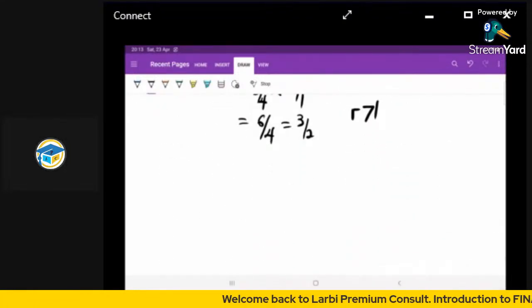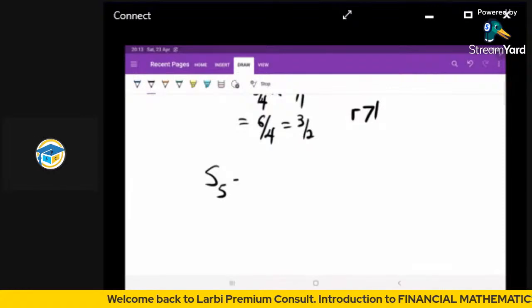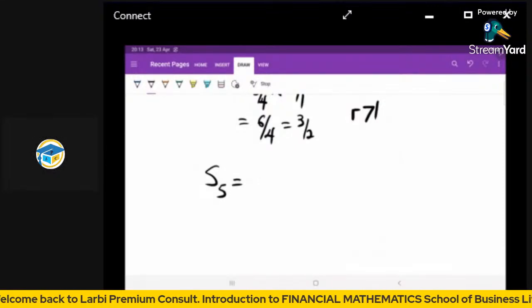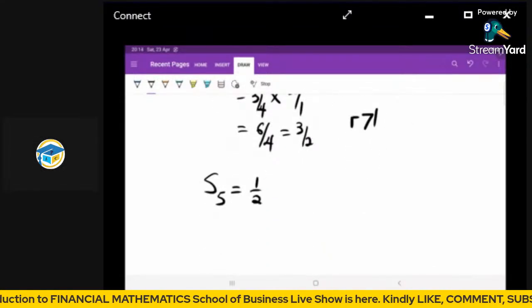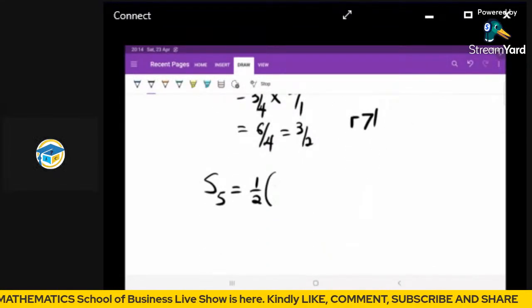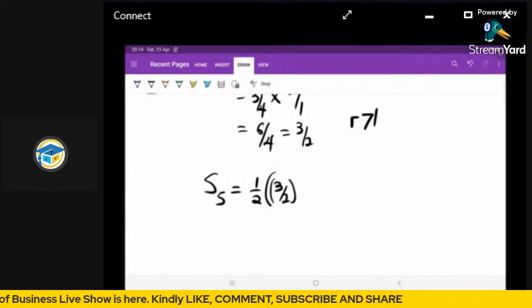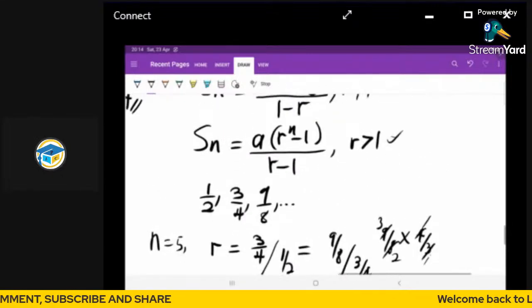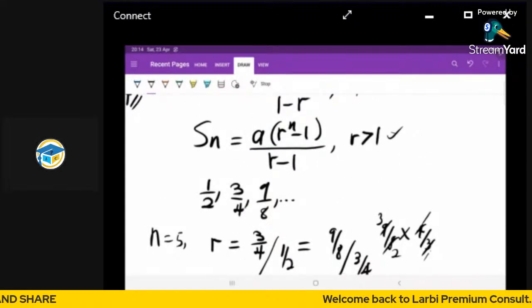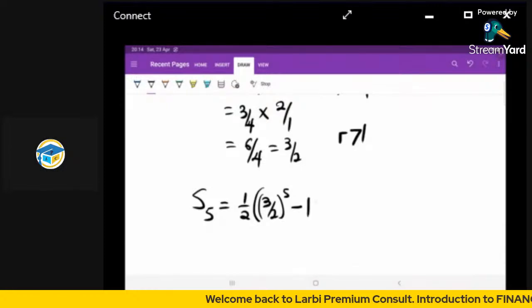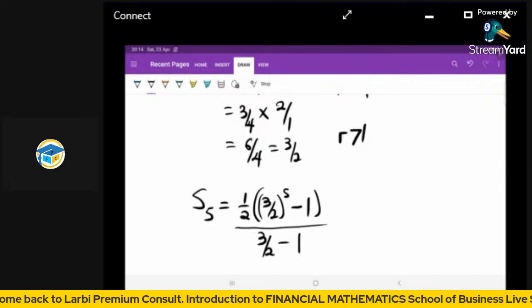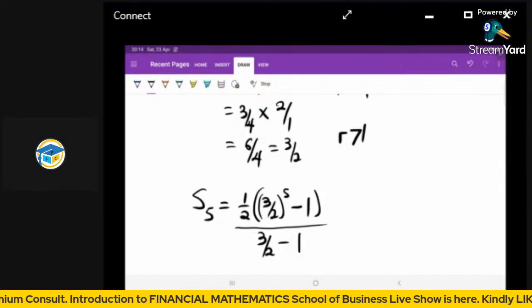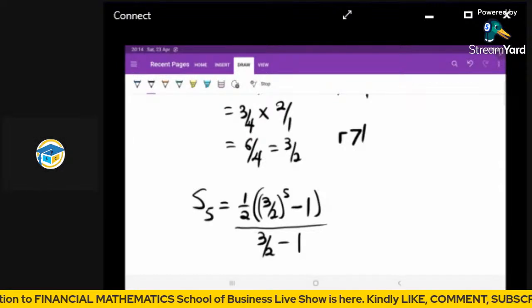So here we can say that the sum of the first five terms is going to give us, I know my a in the sequence was 1/2. So it's going to give me 1/2 into bracket, I know my r is 3/2, to the power of n, which is 5, minus 1. We are using the second formula because r is greater than 1. And then divided by 3/2 minus 1. I hope that is clear at this stage.